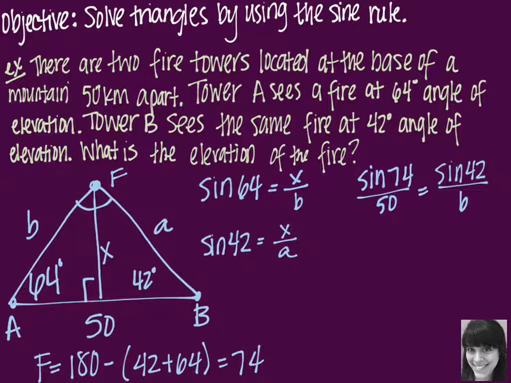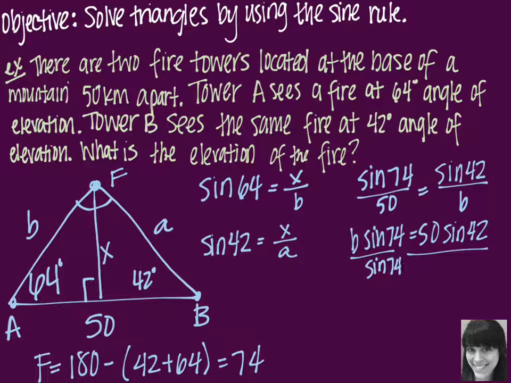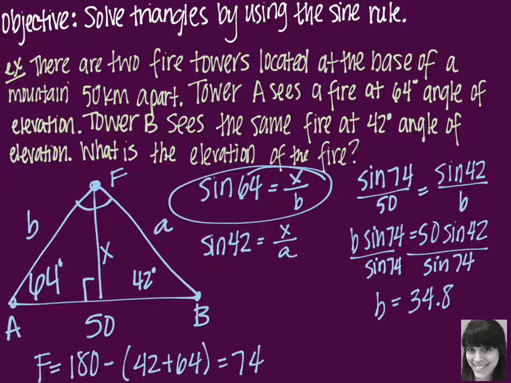Because the denominator is the unknown, we're going to cross multiply. B sine of 74 equals 50 sine of 42. Divide. We get B equals 34.8. Remember that the whole point of finding B is that way we can put it into this equation here, so that we can find the height, right?